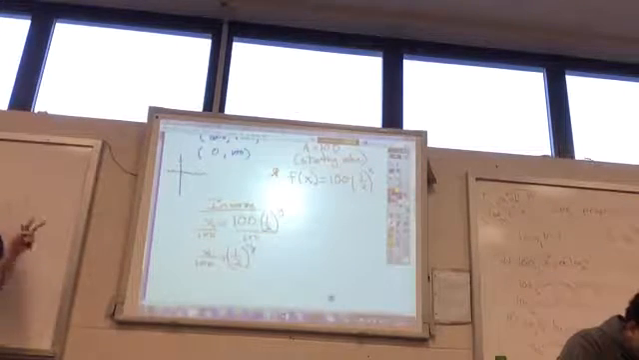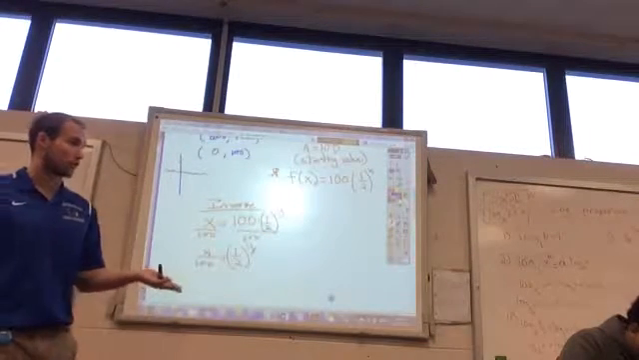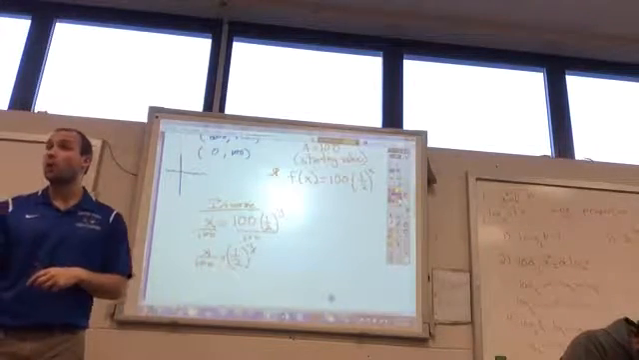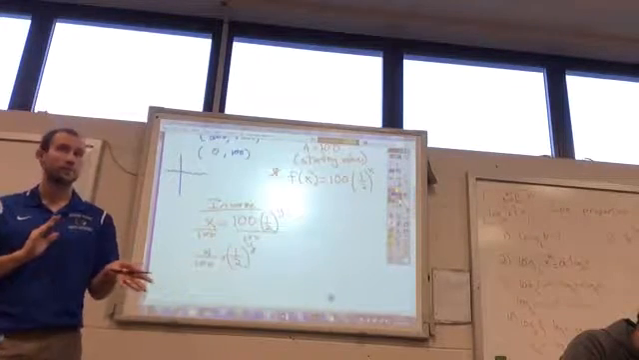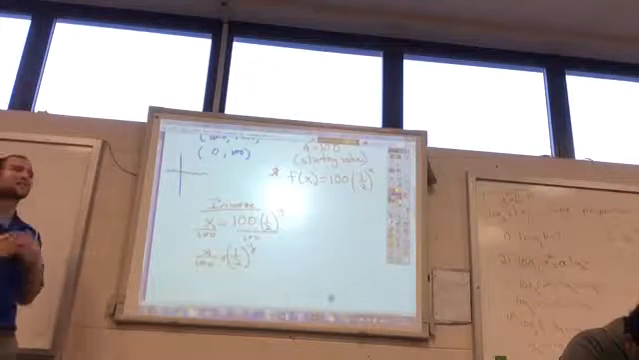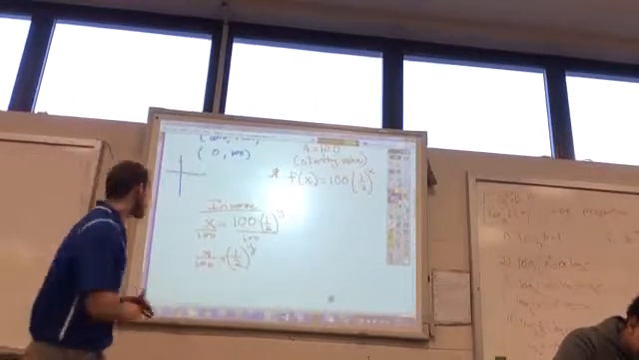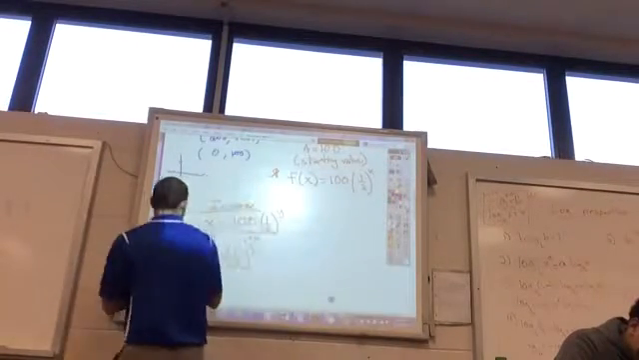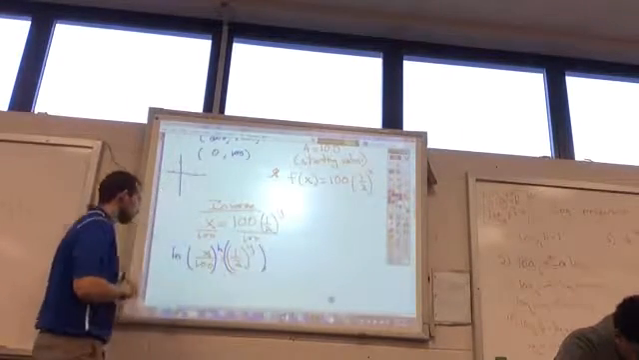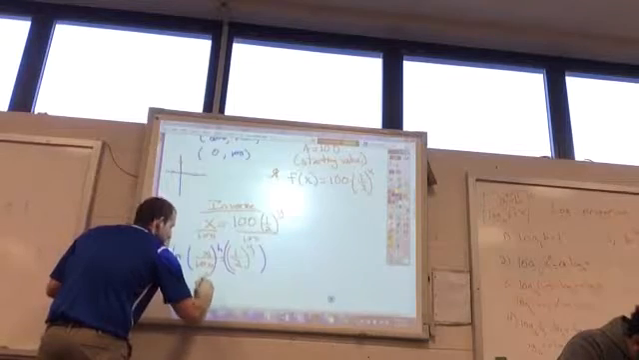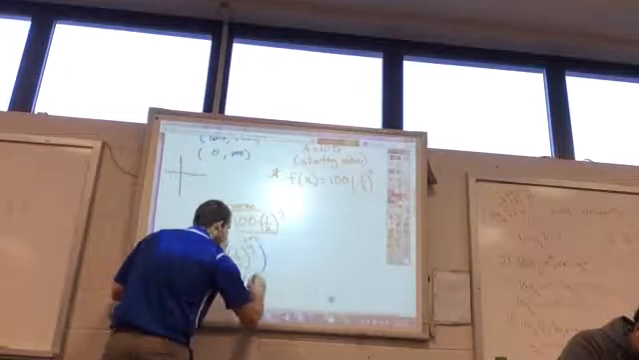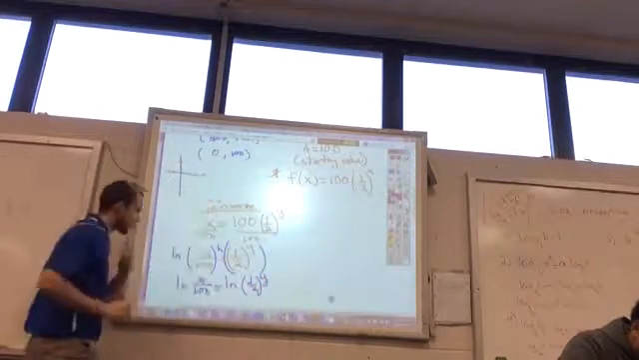Now at this point we're stuck. We have two options, and this goes back to Friday's journal question. Either I can take this and put it into logarithmic form, or I can take what of both sides? The natural log. I can take the natural log of both sides. That's going to be easiest to do, so that's what I'm going to do. So in this point I want to get the y by itself. So we're going to take the natural log of the left and the natural log of the right. So we have the natural log of x over 100 equals the natural log of 1/2 to the y.